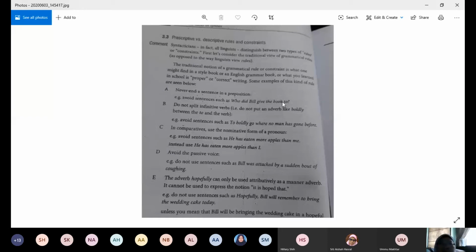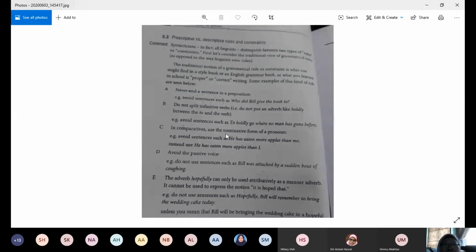They don't want you to straddle the preposition alone. Do not split infinitive. So do not put adverb boldly between to and the verb. So for example, avoid sentences like to boldly go where no man has gone before. So what has happened is the adverb boldly has gone into to separate to and go, because to and go is infinitive to, so they are very close.